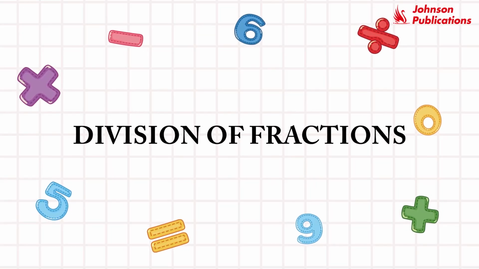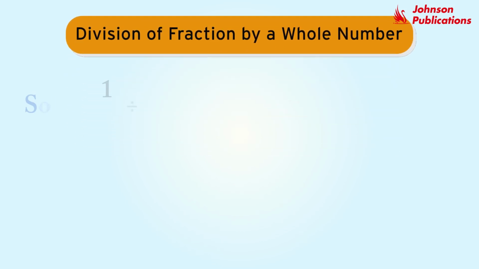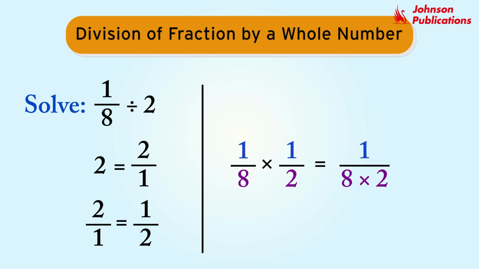Division of fractions. Division of a fraction by a whole number. Let us solve this problem. Step 1. Convert the whole number into a fraction. This means 2 can be written as 2 by 1. Step 2. Find the reciprocal of the divisor. Therefore, reciprocal of 2 by 1 becomes 1 by 2. Step 3. Multiply the fraction with the reciprocal. The answer is 1 by 16.